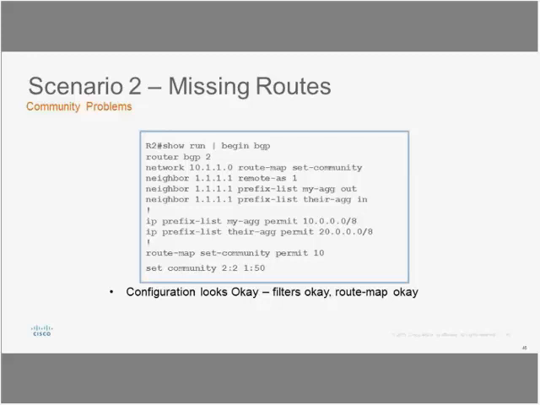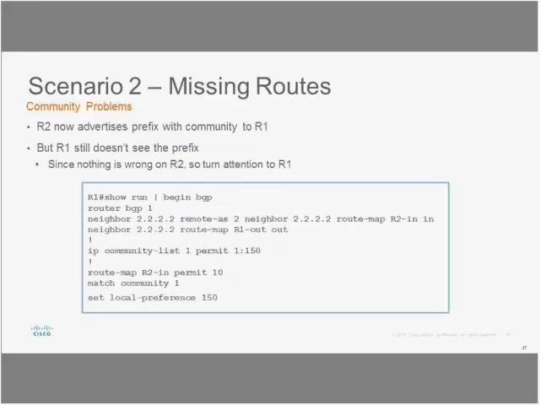Let's look at R1. Okay, so this is how the configuration looks on R2. I'll move on to the R1 configuration. So R1 says neighbor 2.2.2.2 route-map R1-out, and it says match community, and it sets the local preference. So if you notice, the community list is configured. Now, can you say what is missing in this configuration, or what is wrong in the configuration? I will rely on your outputs for that.